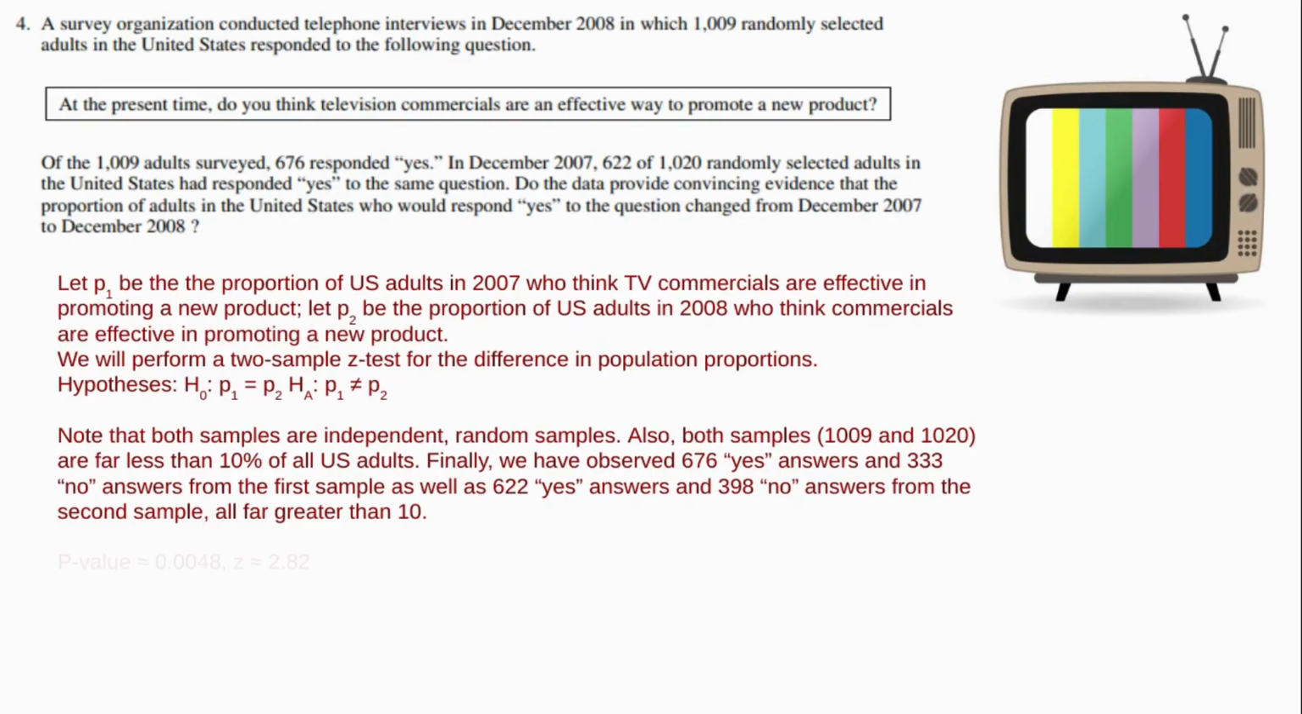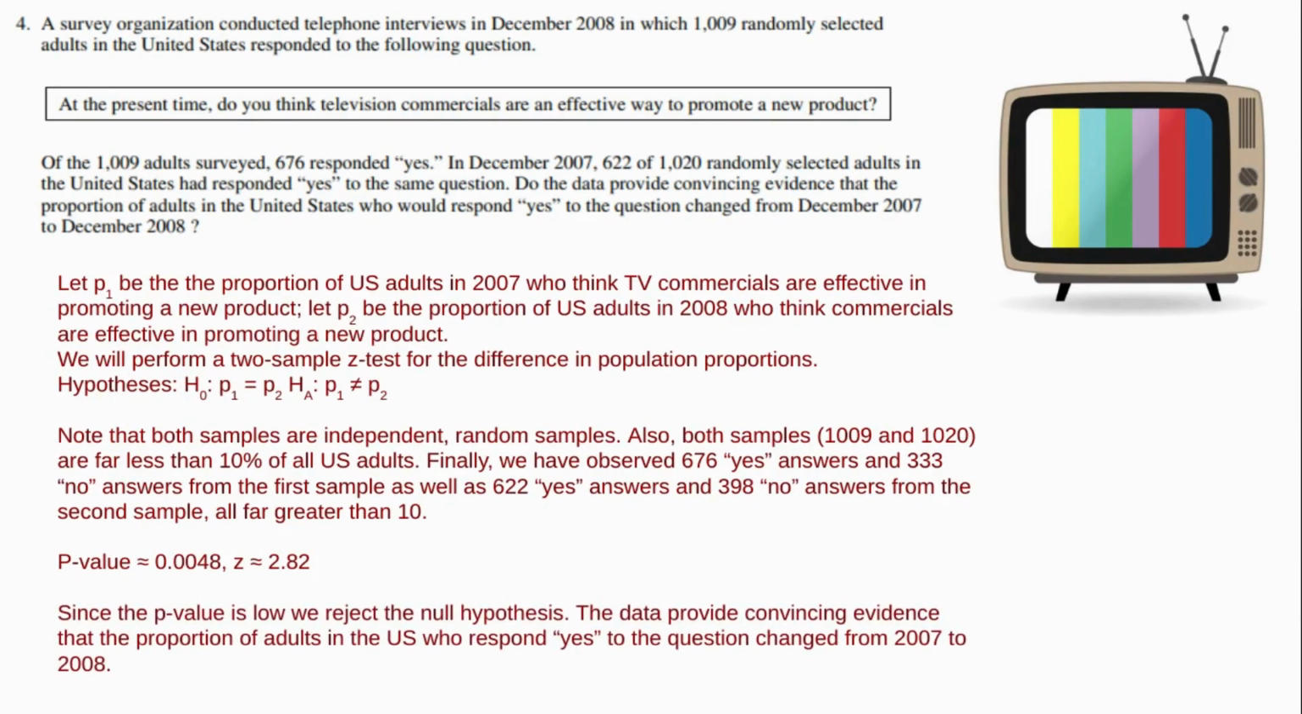We're good to go. The p-value we would get if we used a proper test, that would be 2-prop z-test, would be 0.0048, and the z-test statistic would be 2.82. So since the p-value is low, we reject the null hypothesis. The data provide convincing evidence that the proportion of adults in the U.S. who respond yes to the question changed from 2007 to 2008.